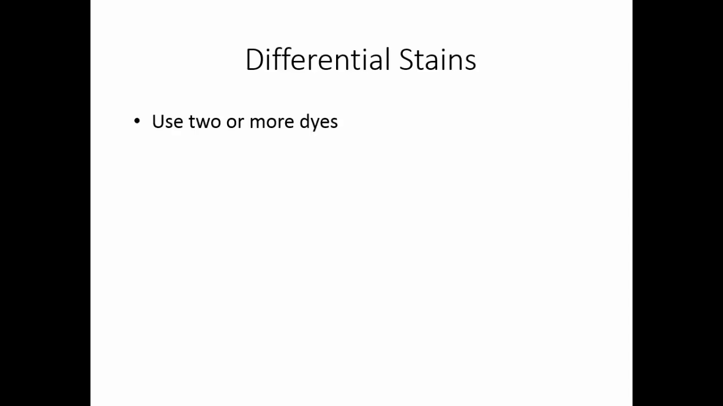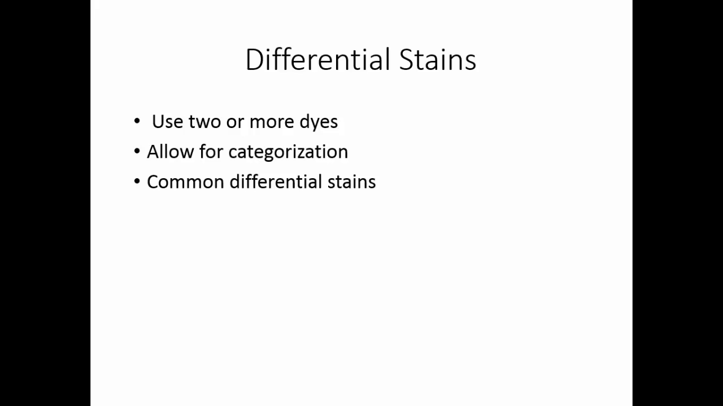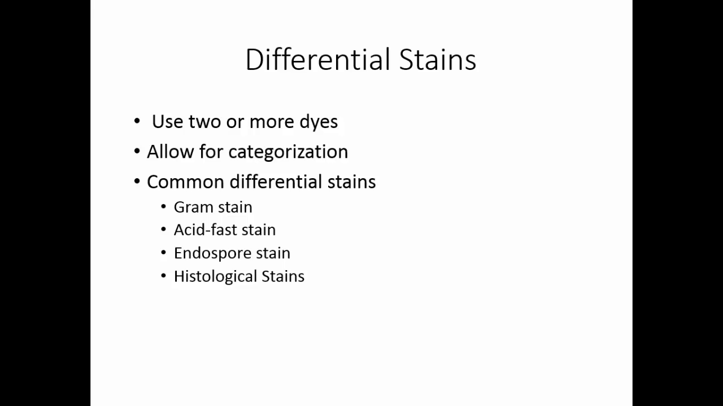Differential stains use two or more dyes, and they allow for some sort of categorization of the cells. Something about their color tells you something additional about them other than just their shape. The common differential stains in the clinical microbiology lab are the Gram stain, the acid-fast stain, and the Endospore stain. Now, histological stains, stains of tissues, can be used to identify microbial elements in tissues. These are typically not done in the microbiology lab, but a couple of common ones are the Gomori methenamine silver and the hematoxylin and eosin stain.